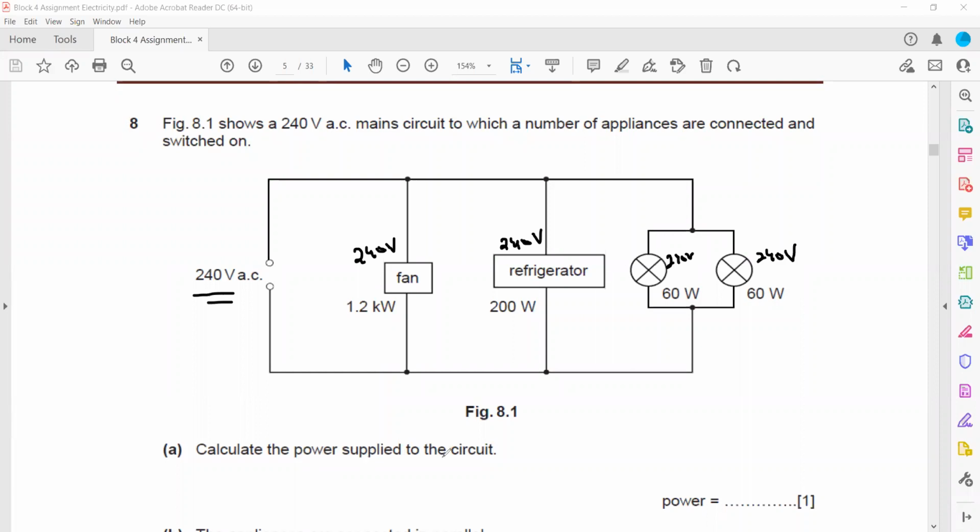Then the question is to calculate the power supplied to the circuit. To know the power supplied to the circuit, we will just add them. The fan is 1.2 kilowatt. The power for the refrigerator is 200 watts. Each lamp is 60 watts. So what is the total power? 1.2 kilowatt means 1200, plus the refrigerator, which is 200, plus the power of each lamp. One lamp is 60 and there are two lamps, so 60 plus 60. So we add 1200 plus 200 plus 60 plus 60, and the total power will be 1520 watts. That's the total power of this circuit.